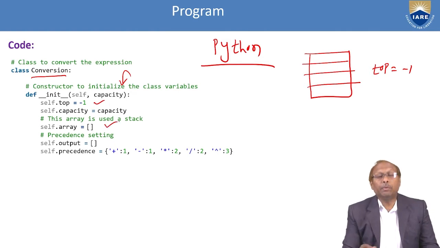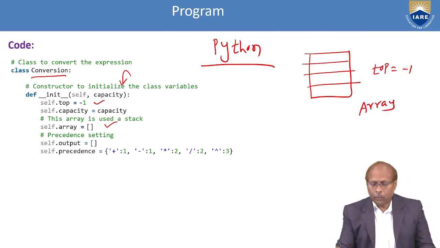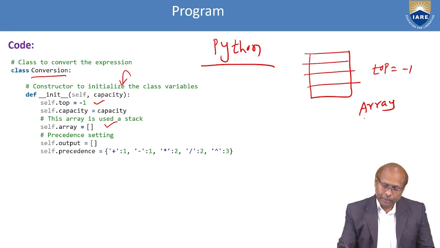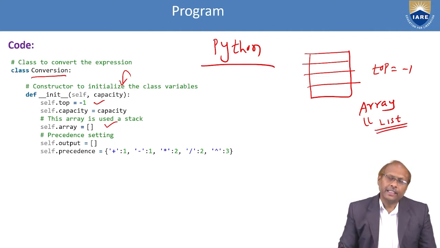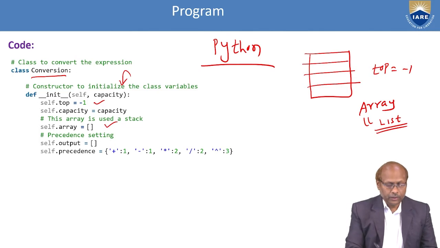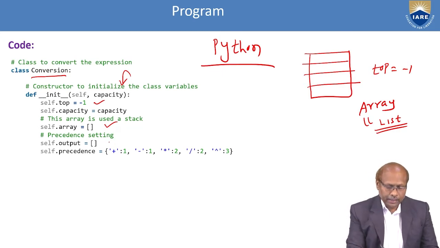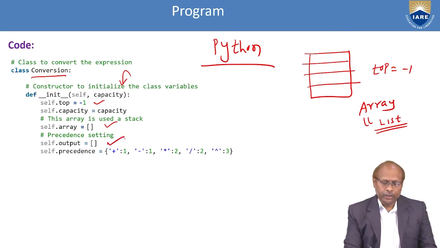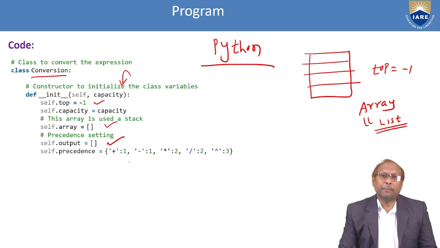And how to implement the stack? To implement the stack, you take the help of an array. Of course, in Python, we implement the array with the help of a list. There is a built-in data structure called list, and the list behaves like an array. So take an array, and the output will again come in string form. That string form also you can represent in a list, which is nothing but an array. So you are taking two arrays, and you also have to maintain the precedence of the operators.